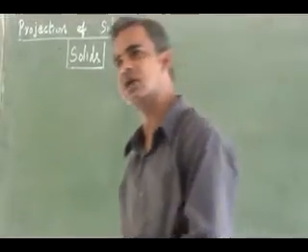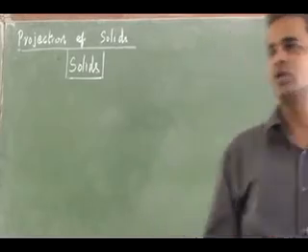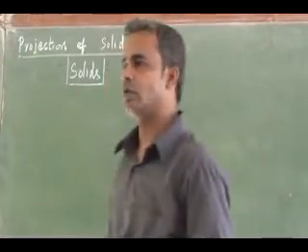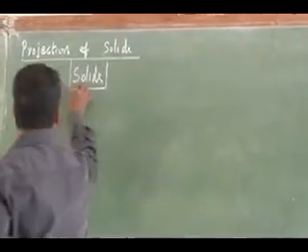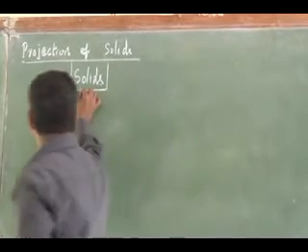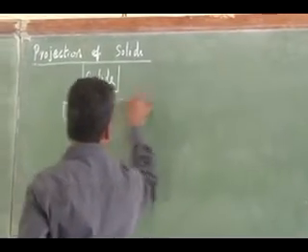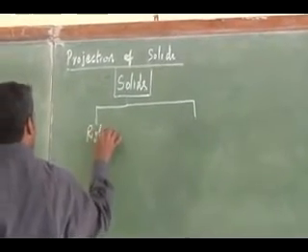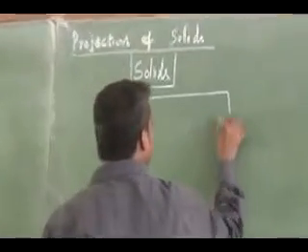So how to project these solids? The actual machine elements, whatever you are going to draw views of, you can draw the views for them. So you will see what solids can be available. Solids I can broadly classify as right solids and oblique solids.